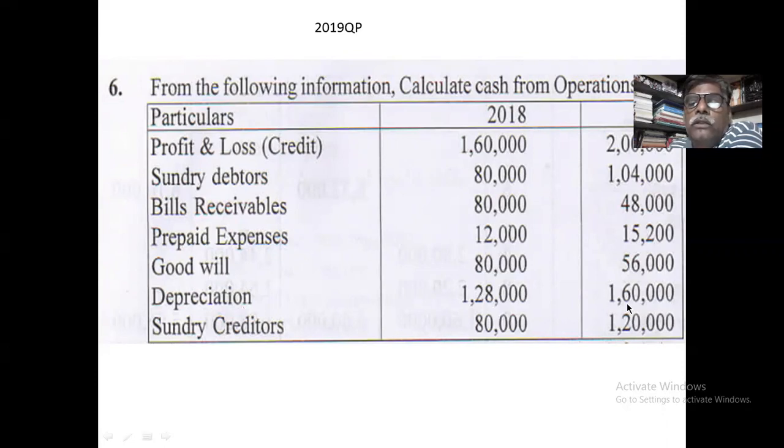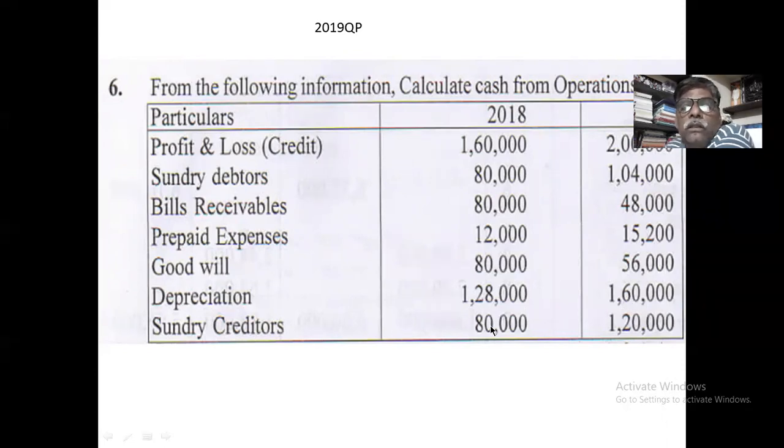Depreciation 1,28,000, 1,60,000. Depreciation increased. So increase in the depreciation is depreciation charged in the current year. Depreciation charged in the current year. So I think it is 32,000. 32,000 is the depreciation, non-operating expense you have to take.